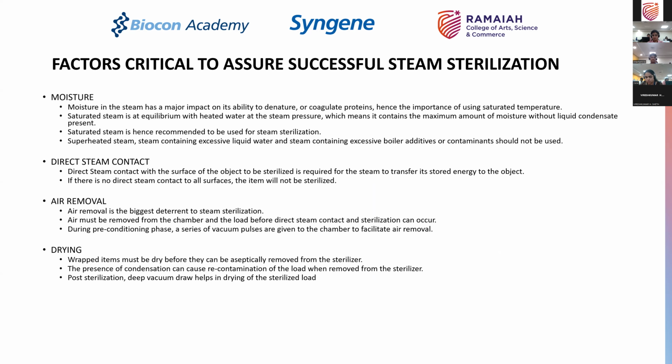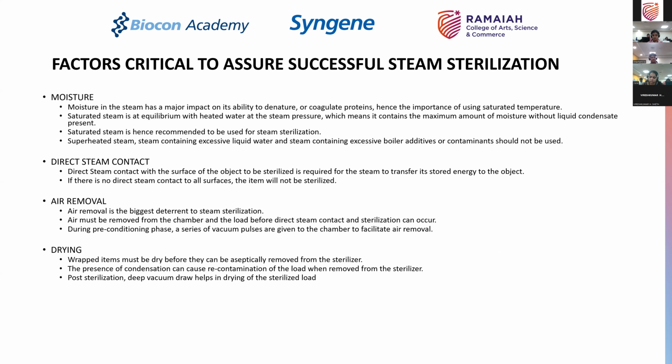So given that moisture is very, very important as a factor, if you do not use moist heat or steam, if you use superheated steam, you are going to create contamination within the system, which is not recommended, which is not something that you want. So you want to use saturated steam and not superheated steam in the steam sterilization process. So moisture is an important factor. Direct contact, it is important that the steam touches the object which has to be sterilized. So it is very important that you expose it properly.